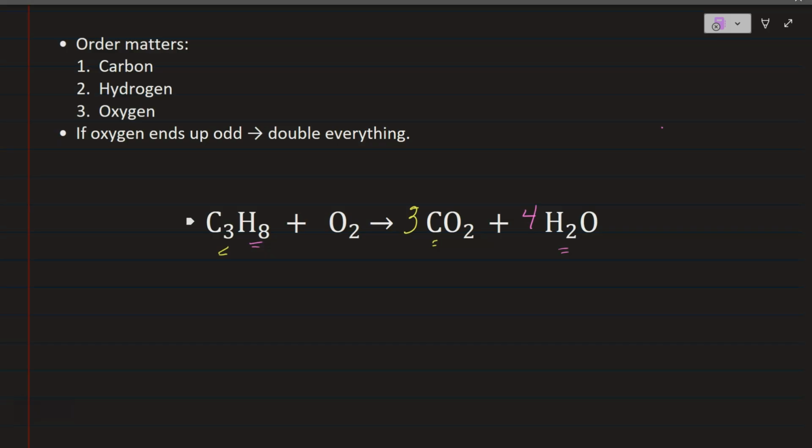It cannot be more or less on one side or the other side. They have to be equal to each other on the left-hand side and right-hand side. Okay, so the oxygen atom is left. So let's go through it.